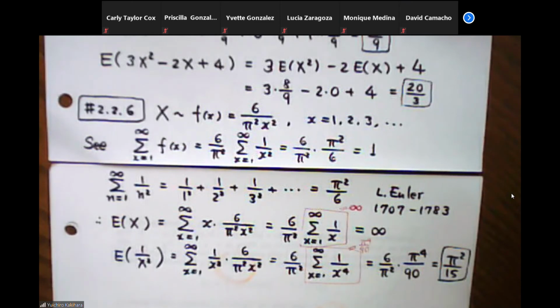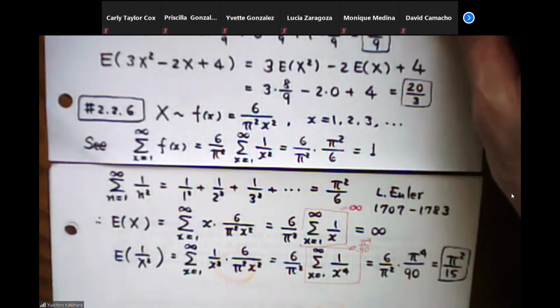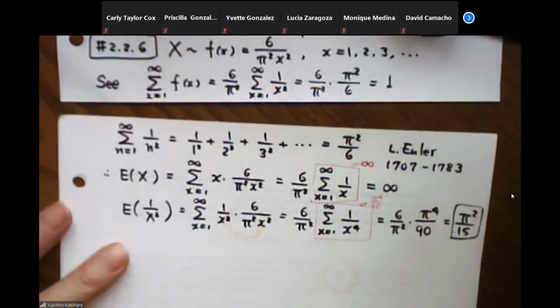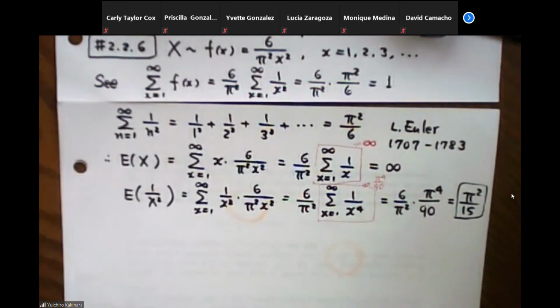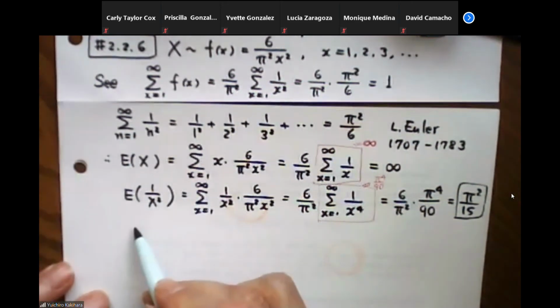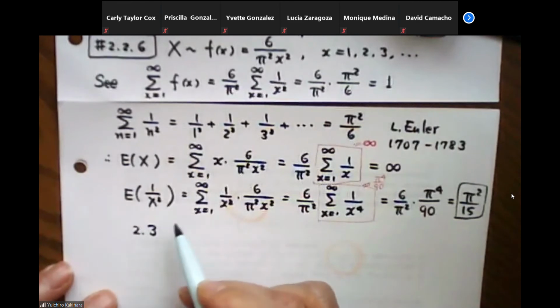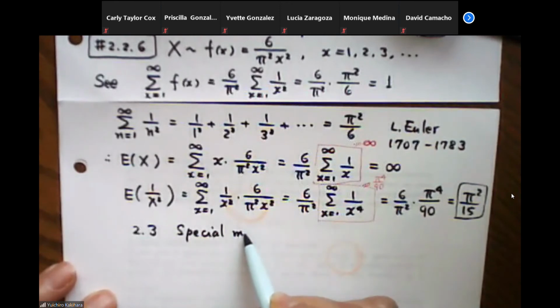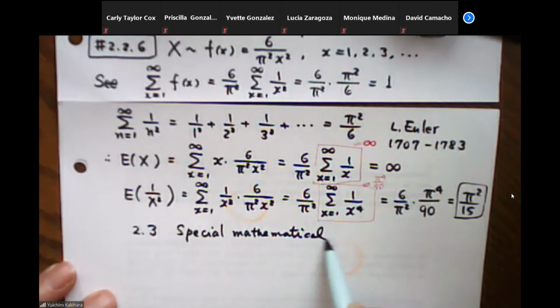Any questions so far? Are you okay? All right, then we can go to the next section. Section 2.3. It's special mathematical expectations.